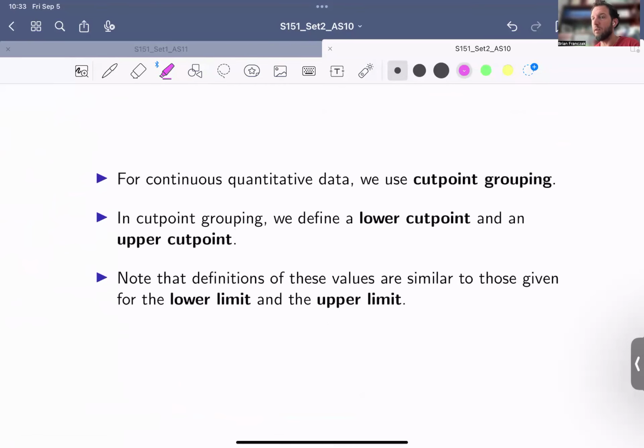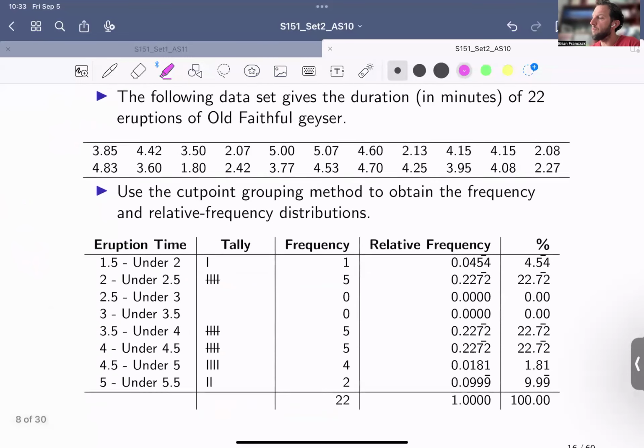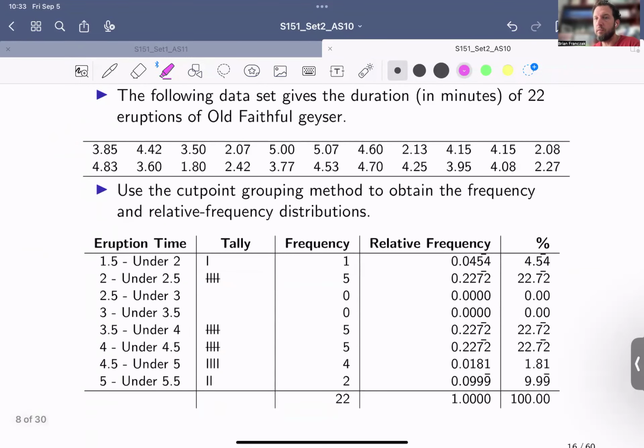Okay, the last grouping method is called cutpoint grouping. So cutpoint grouping is typically a method that's used for continuous quantitative data, so data points that have decimal places of accuracy. For example, here I have 22 observations. These are measuring time in minutes to 2 decimal places of accuracy. So this is clearly continuous. And we want to do the same thing. We want to construct a frequency, a relative frequency, and then a percent distribution. So how do we do this?